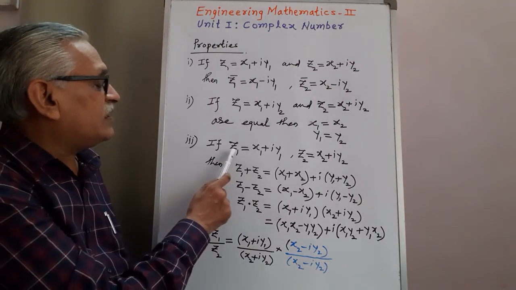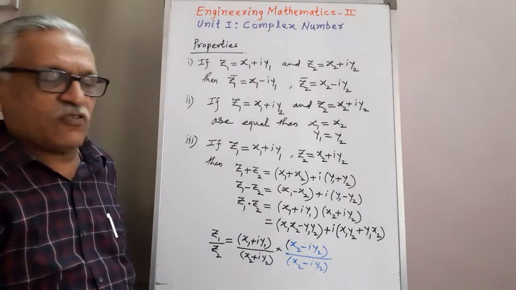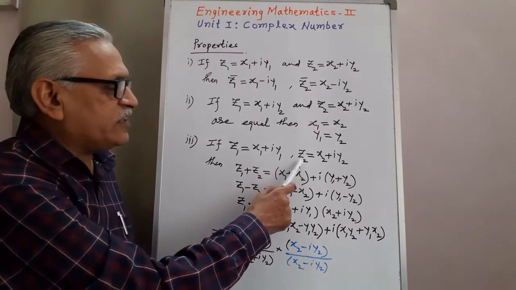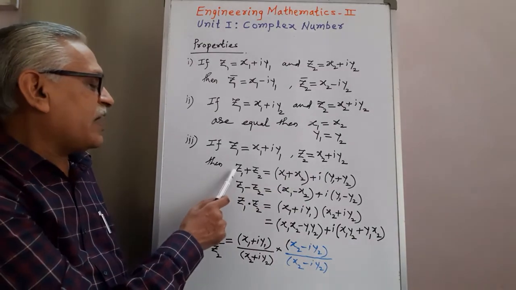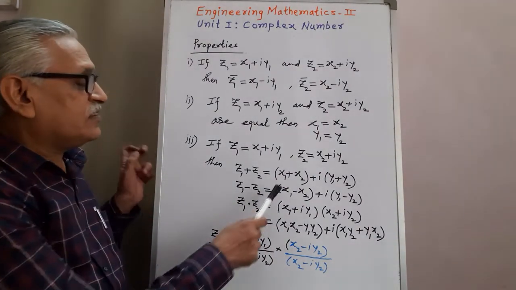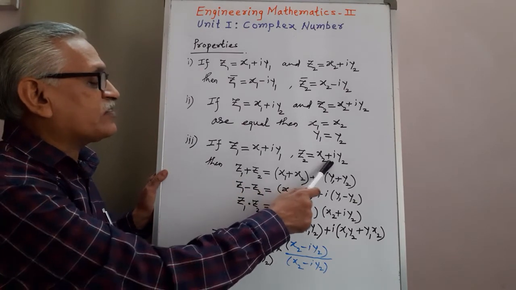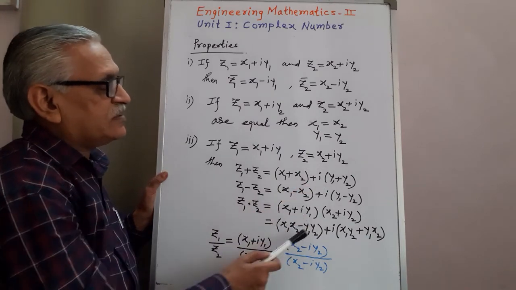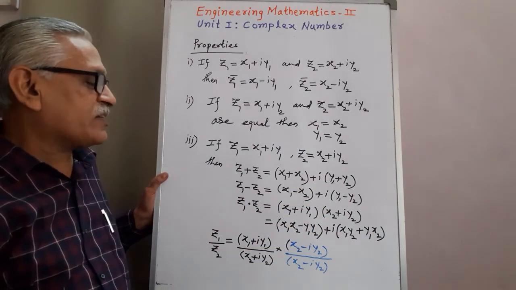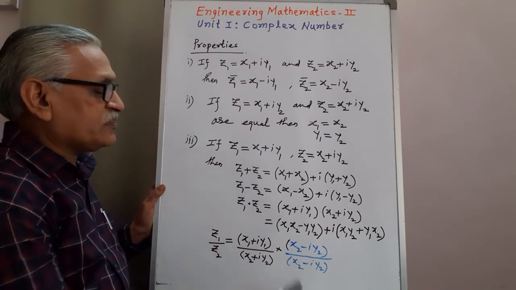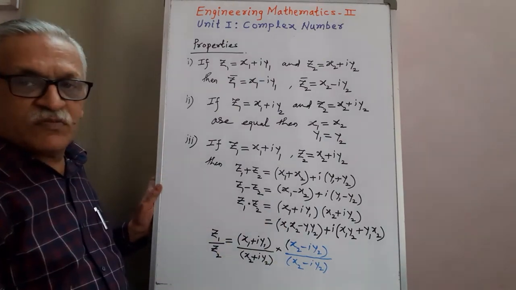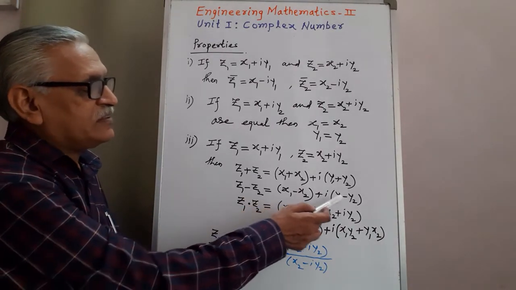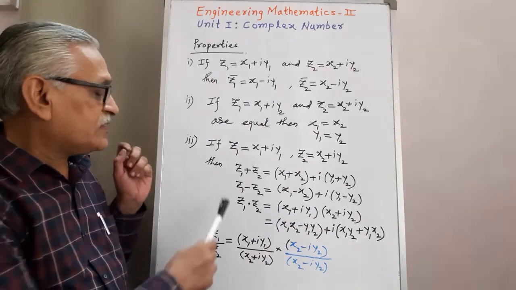Third one is arithmetic using complex numbers. z1 = x1 + iy1 and z2 = x2 + iy2, then the addition of the two complex numbers is obtained by performing addition of the real parts plus addition of the imaginary parts. z1 minus z2 is (x1 minus x2) plus i times (y1 minus y2): subtraction of the real parts and subtraction of the imaginary parts.